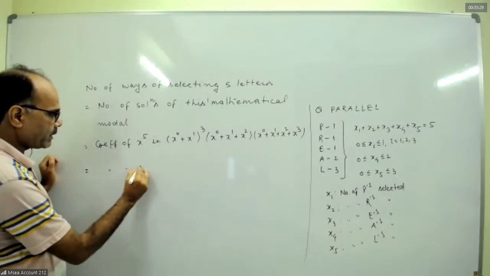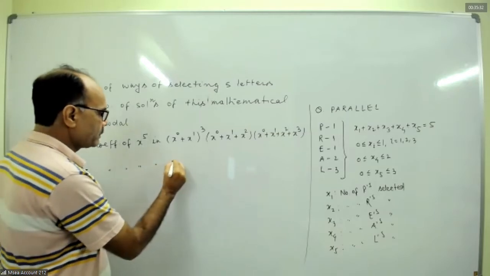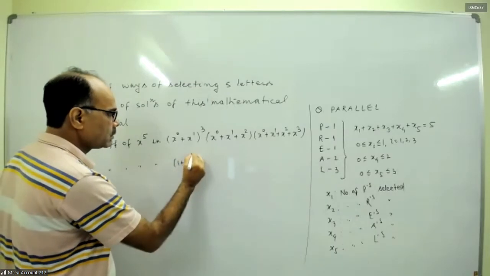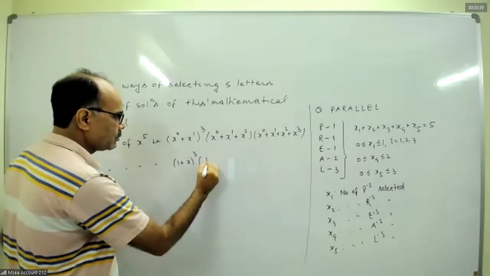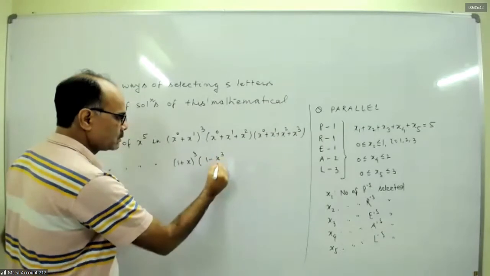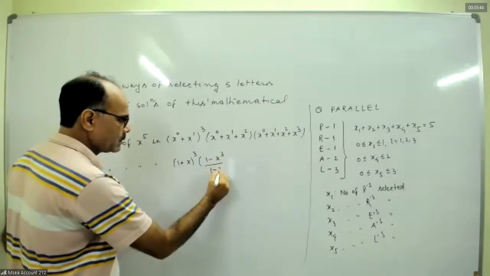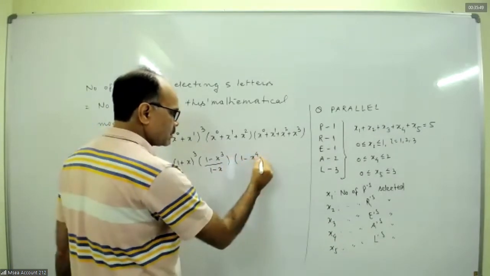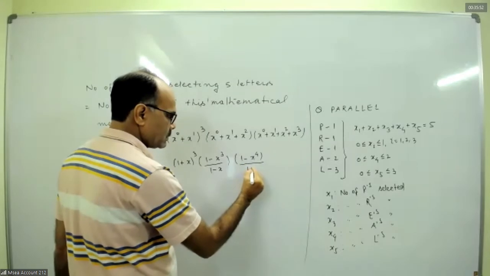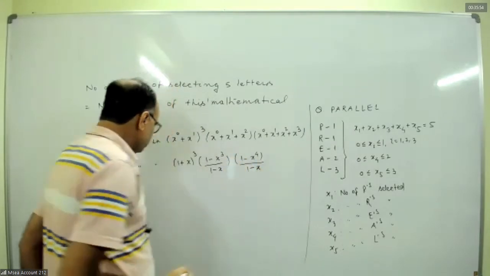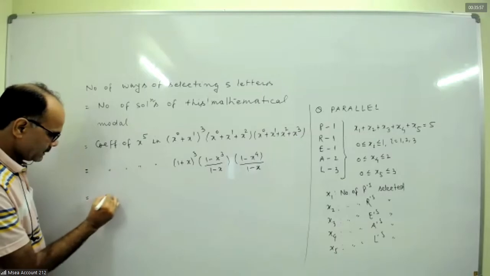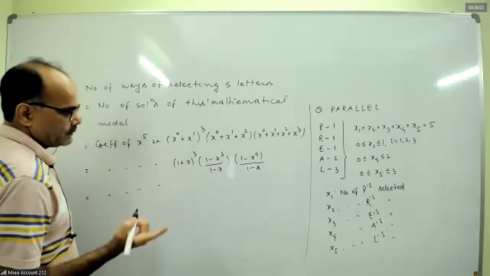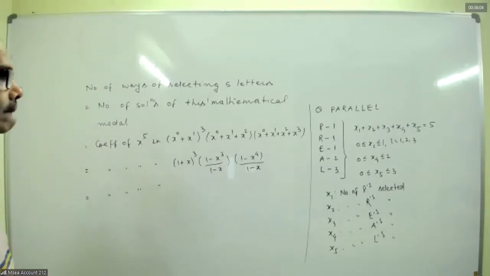Coefficient of x to the power 5 in 1 plus x whole cube into 1 minus x cube by 1 minus x, GP, 1 minus x to the power 4 by 1 minus x. See the difference here. We need to do some calculation, but in the previous case, if you took an infinite series, the calculation is simple.